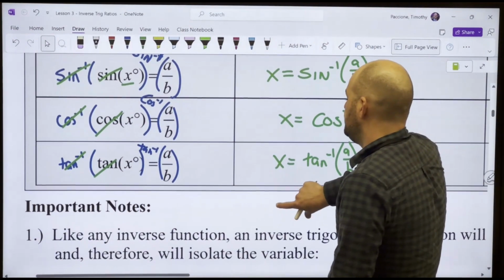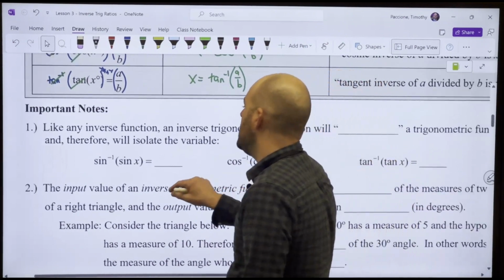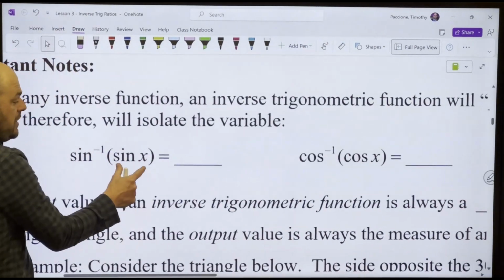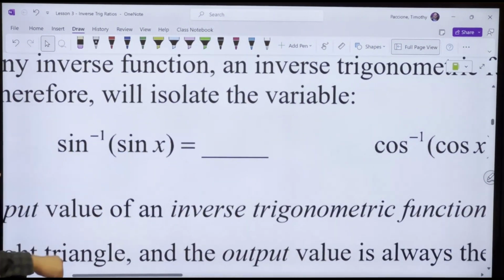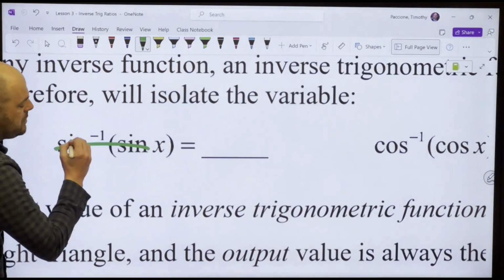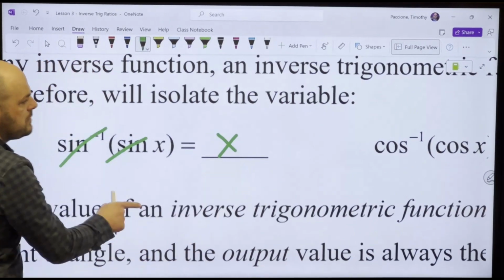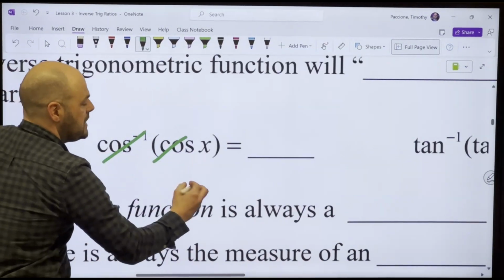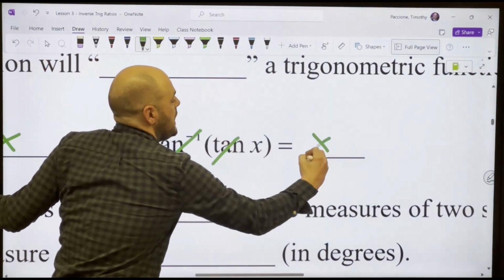So, in each of these situations, sine to the negative 1 of sine of x, what happens? What does this result in? Inverse. This equals what? x. X, right? Because these cancel each other, right? That's the opposite, and you just get x.